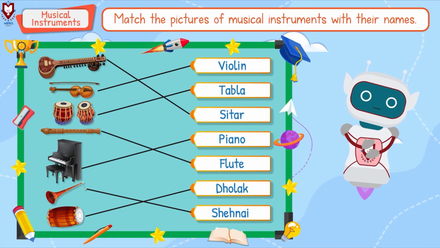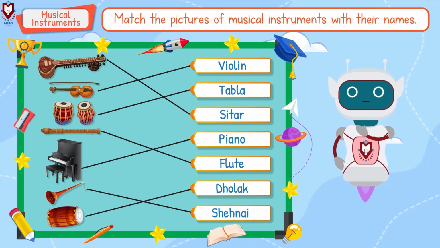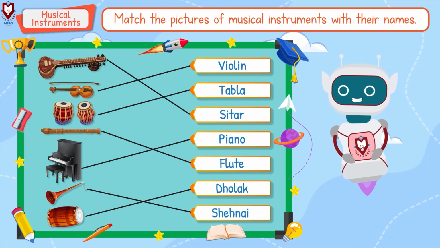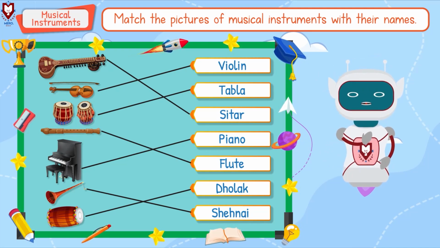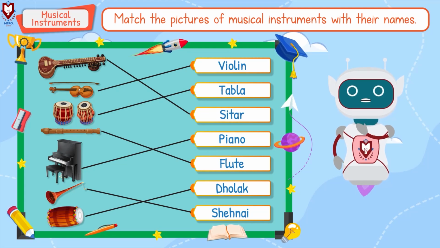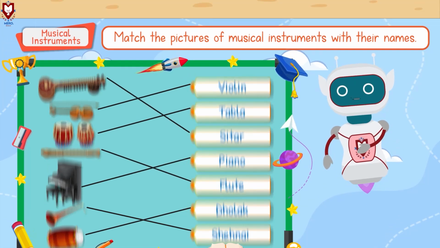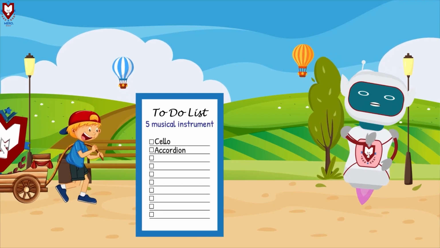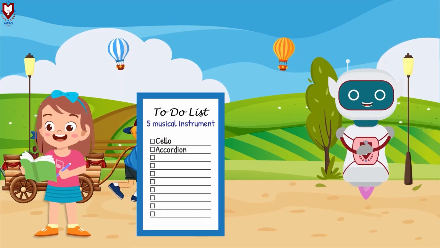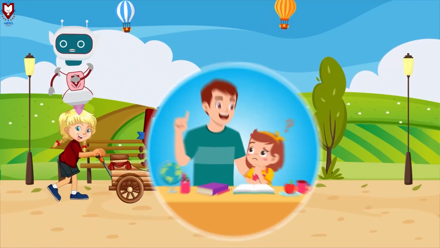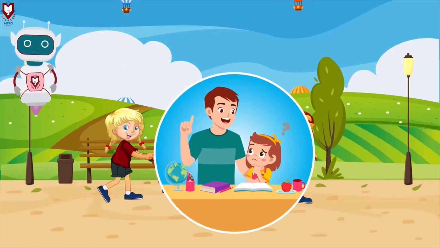Yay! We completed our exercise. It was really interesting to know about different musical instruments' names with their sounds, right? Not only this, there are many musical instruments apart from these. Now make a list of other 5 musical instruments you know and listen to their music from the internet. You can also ask your parents to help you in this.